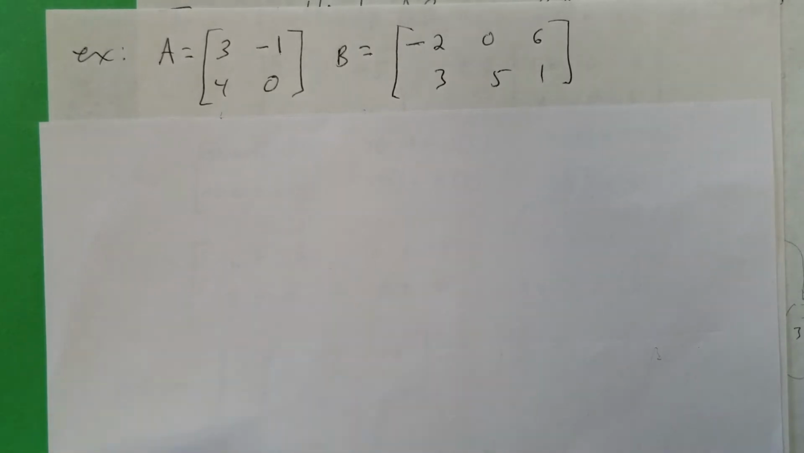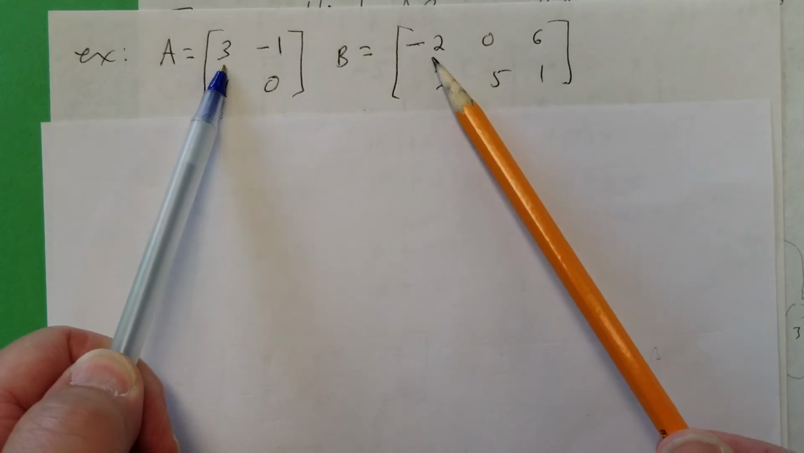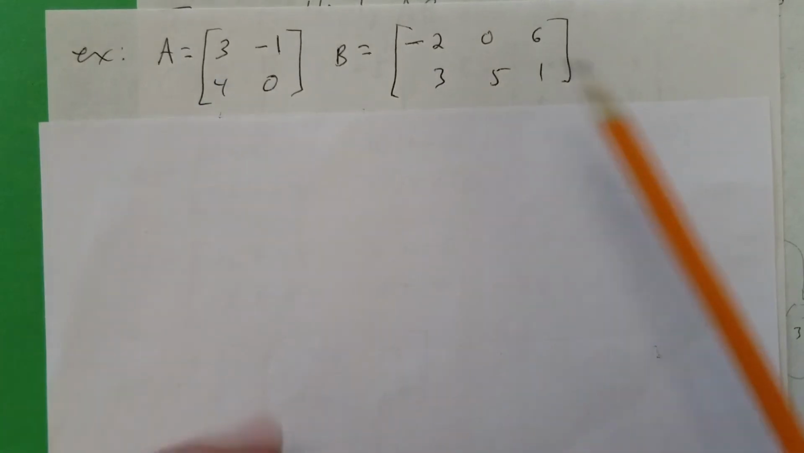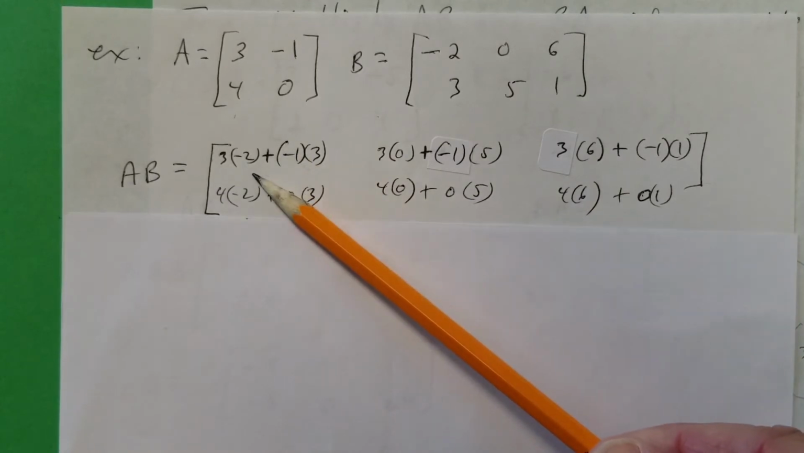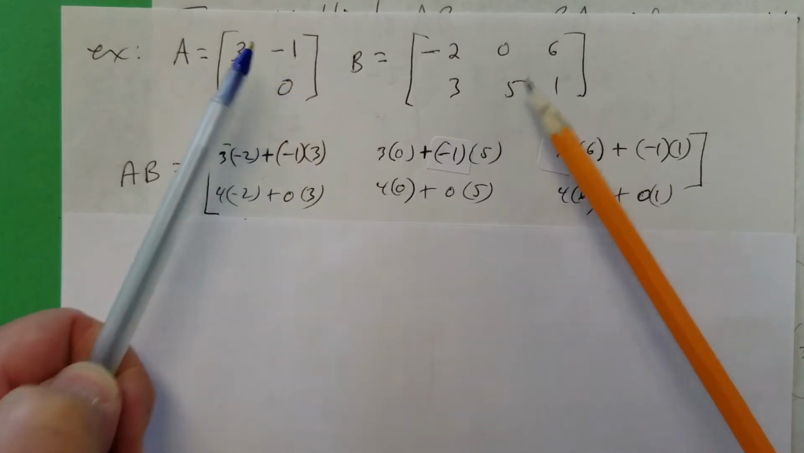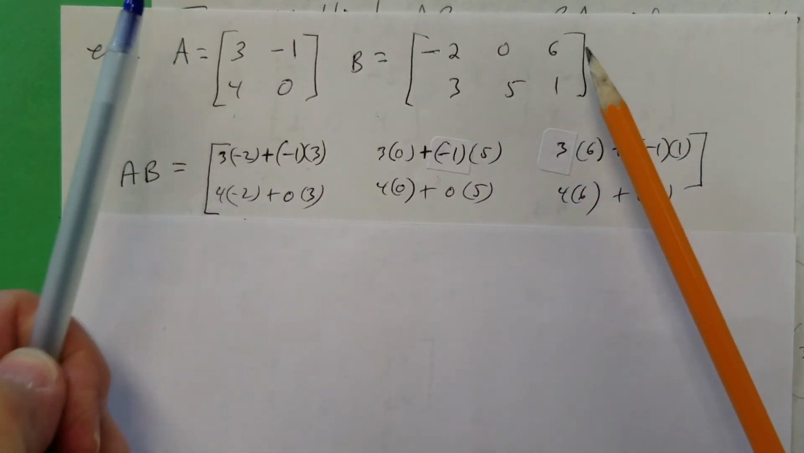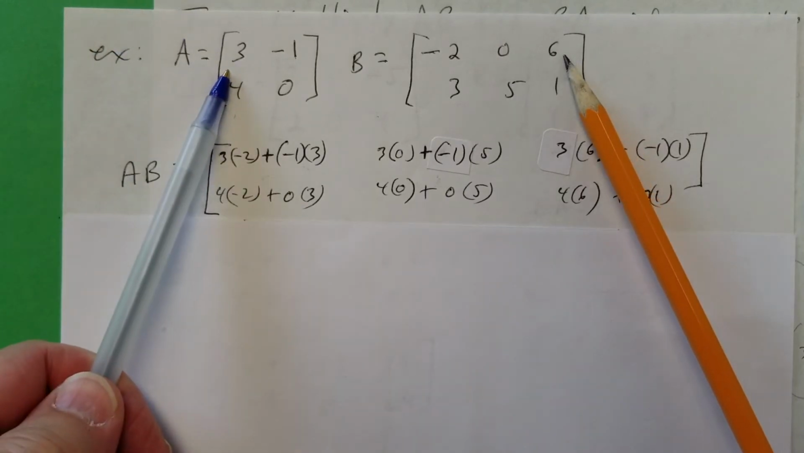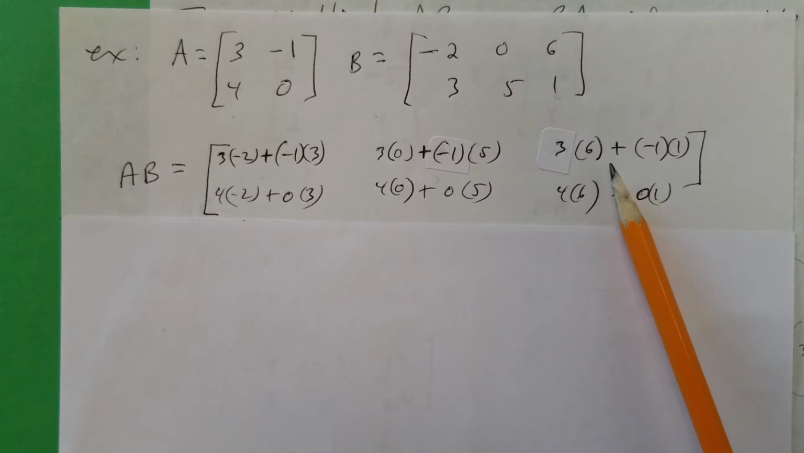So, what do we got? 3 times negative 2, negative 1 times 3. There it is. And I add the answers. 3 times 0, negative 1 times 5. There it is. And then add the answers. 3 times 6, negative 1 times 1. There it is. Add the answers.